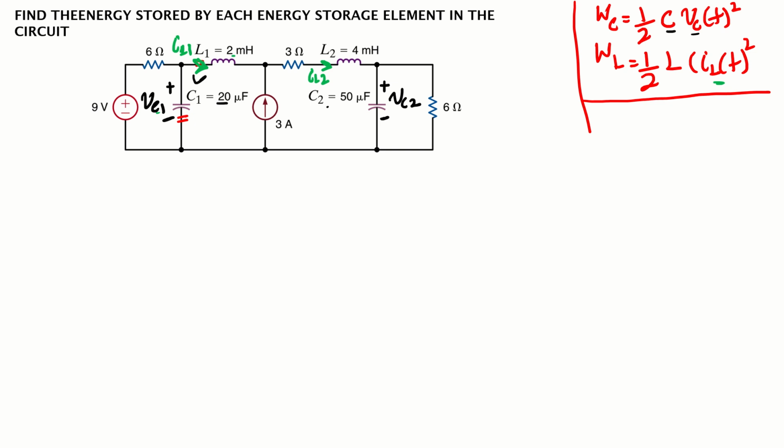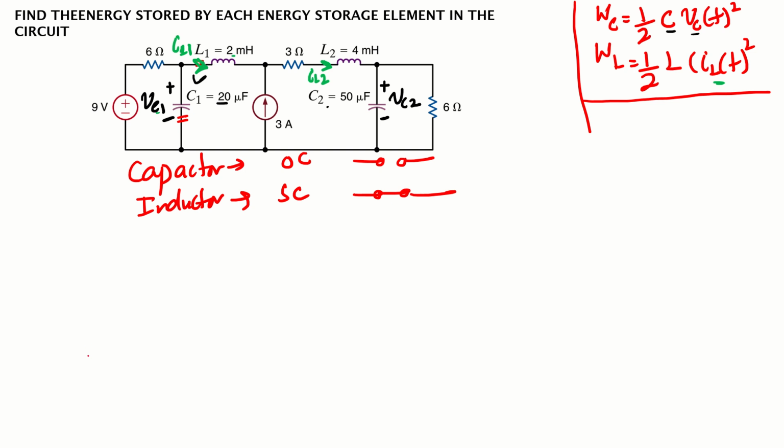Now to further solve this circuit, to find these voltages and currents, we will assume that the energy storage elements are working in the steady state. In the steady state, for the analysis to find the voltages and currents, we will always assume that the capacitors are open circuits. So I replace all the capacitors with open circuits. Inductors become short circuits, so I replace all the inductors with short circuits.